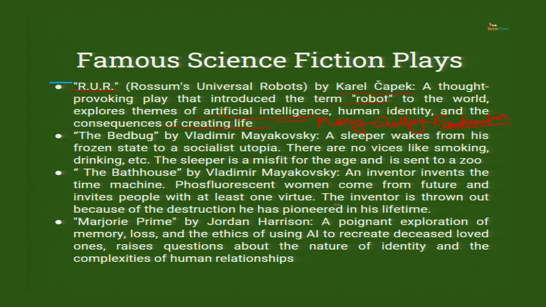Come with us. Everybody is so happy. Everybody wants to go with them. But then the phosphorescent women put a condition: you can only go with us if you have at least one virtue. Very satirically, very ironically, the inventor is thrown out because of the destruction he has pioneered in his lifetime. So the inventor who has actually invented the time machine is not allowed to travel because he had no virtue.